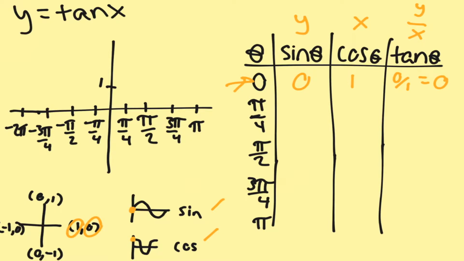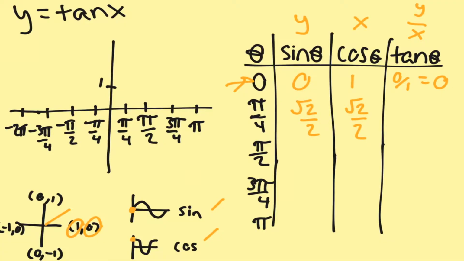Pi over 4 is going to be right here. The y value is radical 2 over 2, and the cosine is radical 2 over 2. So the tangent is going to be radical 2 over 2 divided by radical 2 over 2, which is the same number over the same number. So when you divide them, you're going to get 1.